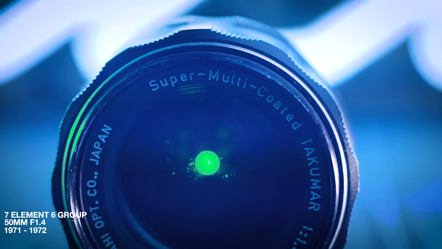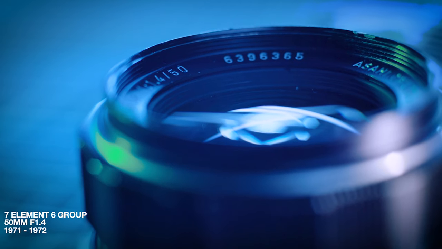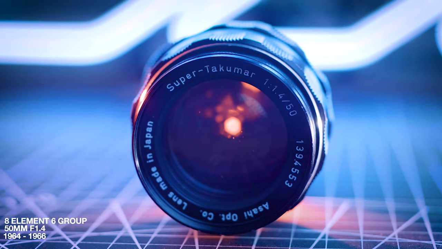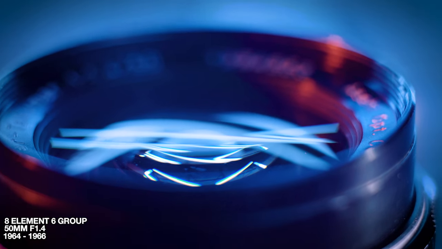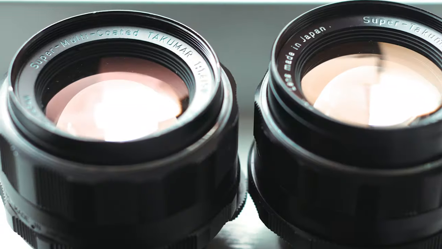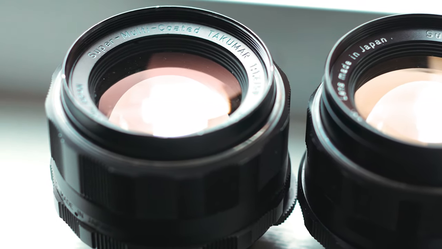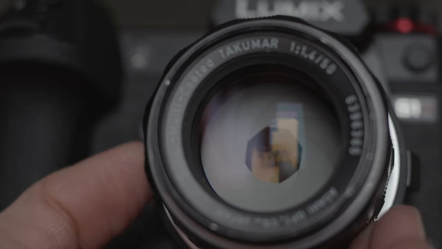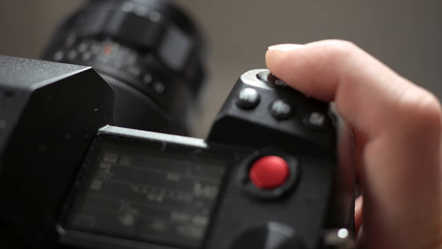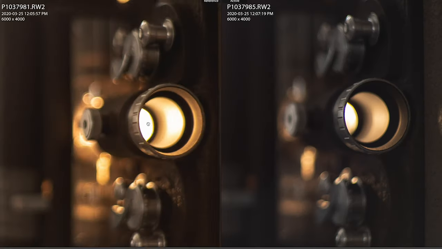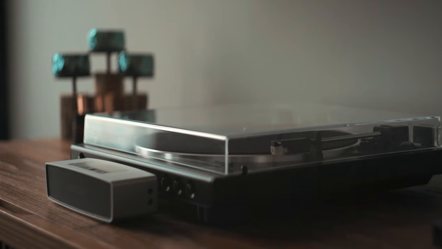Take the thoriated 7-element super multicoated Takumar 50mm f1.4, which is a thoriated lens, versus the non-thoriated 8-element super Takumar 50mm f1.4. By adding thorium dioxide to the lens design, the technicians were able to simplify the optical design of the lens, making it less expensive to produce, and at the same time not really compromising image quality much, if at all. I don't know, I compared these two lenses and it was very hard to spot the difference between the two.